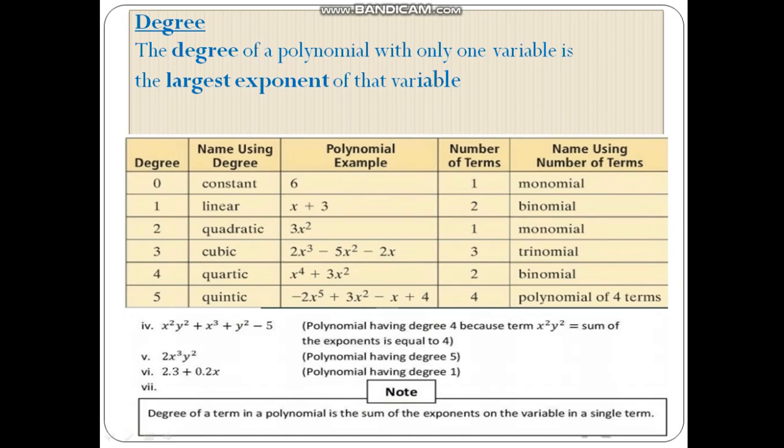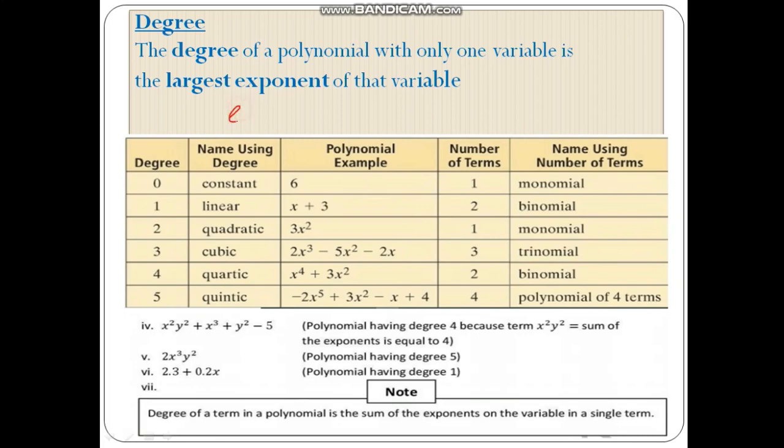Like here we can say that 2x cube y square, x having 3 power plus y having 2 power. So it means the total power is 5. So this polynomial has degree 5. Here in the polynomial, just one variable x is there, so the polynomial has degree 1. Okay, let us take an example.